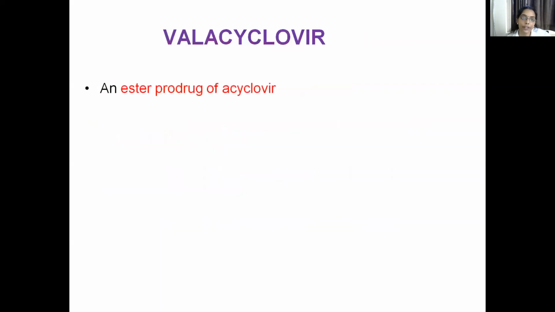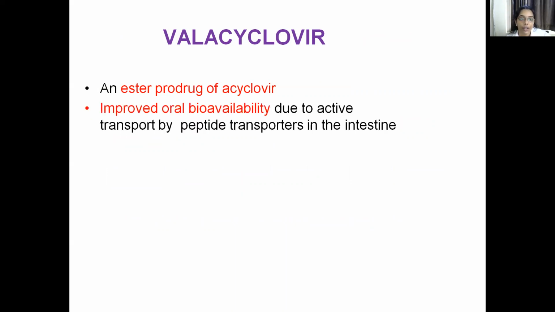Then valacyclovir is an ester prodrug. It is a prodrug of acyclovir. After it is taken, it is converted in the body to the active form, that is acyclovir. So there is improved oral bioavailability. Oral bioavailability is more for valacyclovir when compared to acyclovir. This is because there are peptide transporters in the intestine which actively transport this into the intestine, and then it is converted to its active form, that is acyclovir.